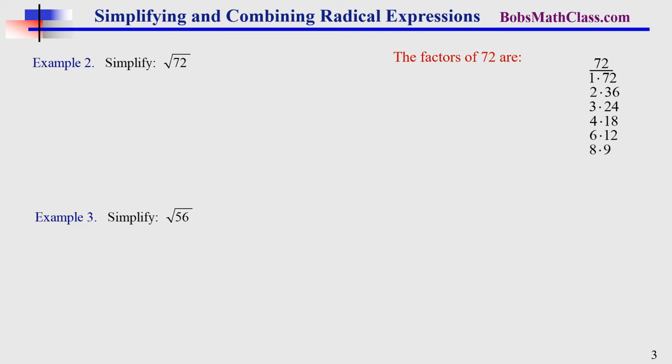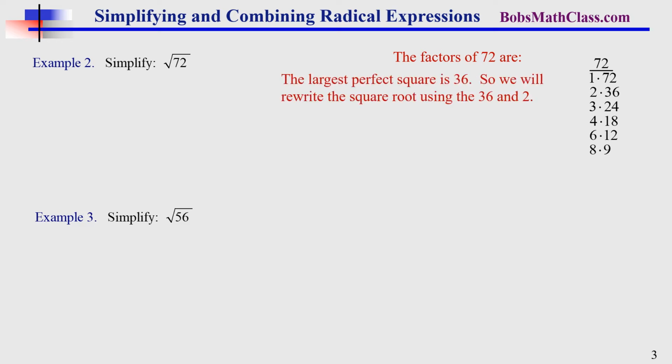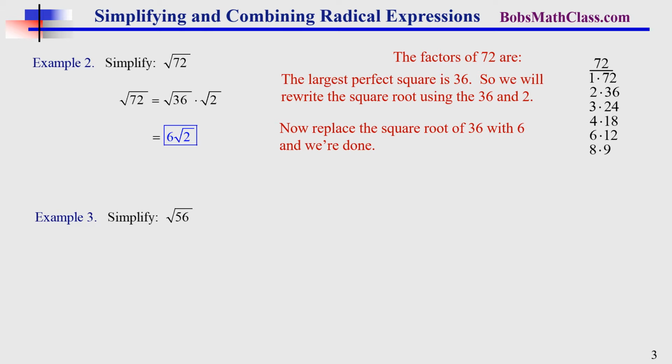So far we've talked about 4 and 9. Are there any others? Right, 36. So we want to use the 36 because that's the largest perfect square. So we're going to rewrite it using the 36 and 2. Okay, so the square root of 72 equals the square root of 36 times the square root of 2. And then replace the square root of 36 with 6, and we're done. So our answer is 6 square root 2.